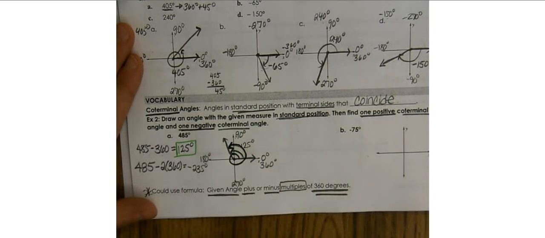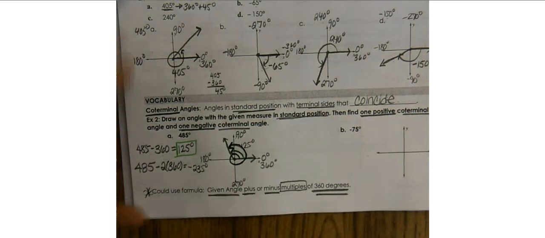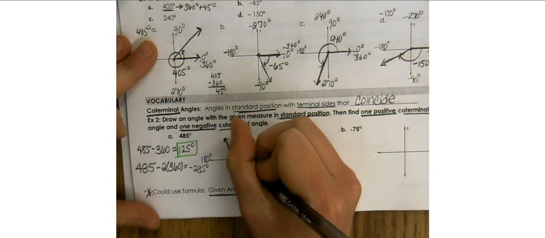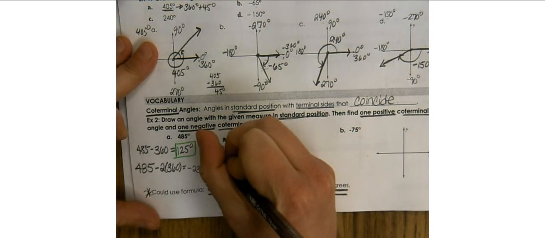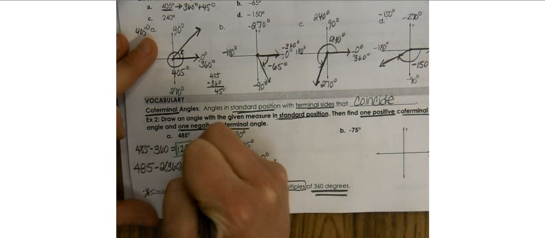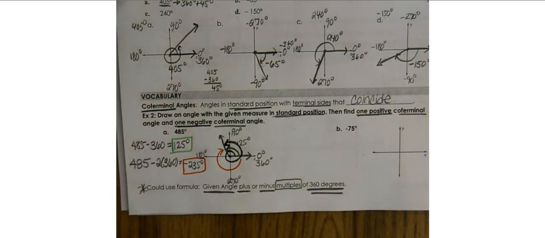So negative 235 degrees will lie in the same exact position as 485. So I'm going to go backwards, and this angle right here is negative 235 degrees. So I just identified two coterminal angles, one that's negative and one that's positive. And that's what you're going to be doing for all of these problems. So let's go ahead and look at letter B.